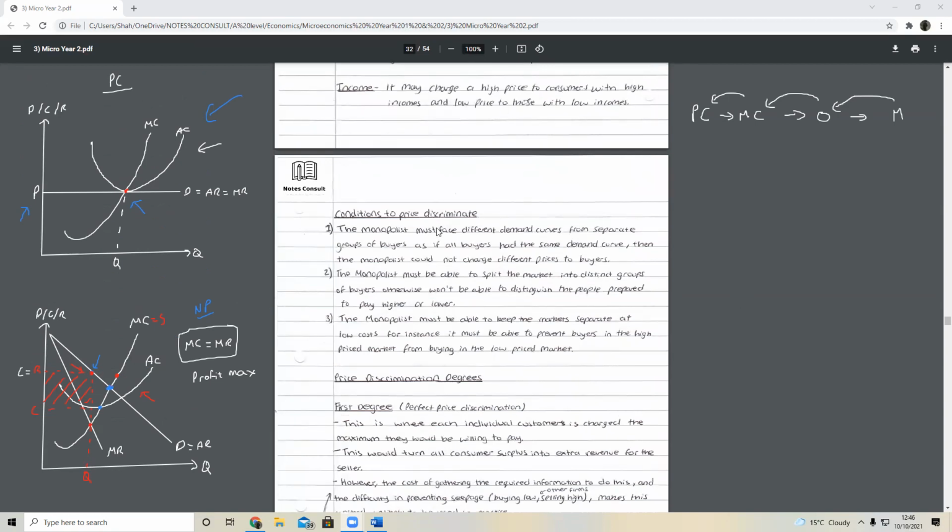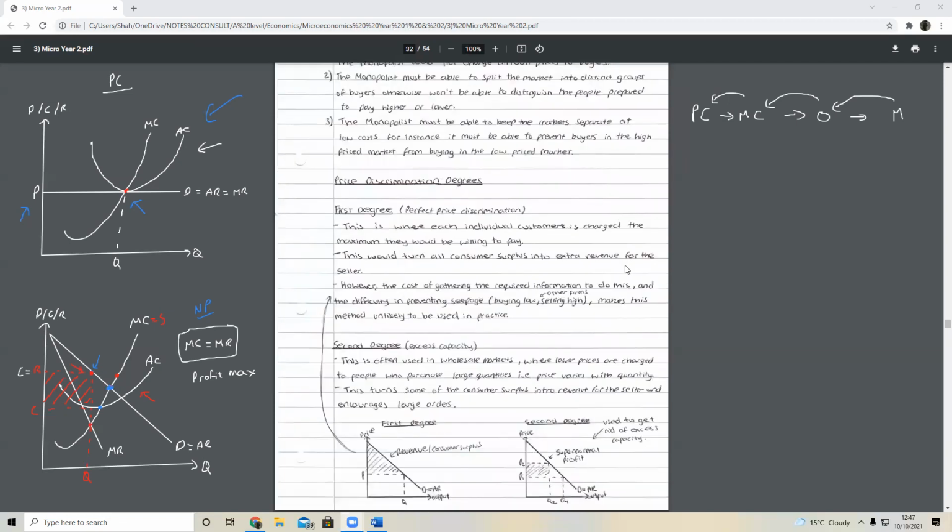Conditions to price discriminate. We don't really need to know this. Just know that the monopolist has to be able to split the market into different groups, and it has to charge different prices. And one thing it needs to make sure of is that there's no arbitrage. Okay, this basically means that someone who is getting charged a lower price is not able to buy at a lower price and sell at a higher price to the other group. Do you get it? It has to make those two markets separate from each other. Otherwise, there's arbitrage. People are profiting off it.